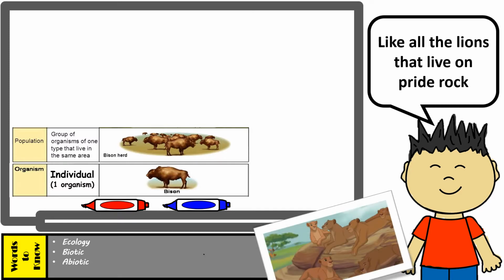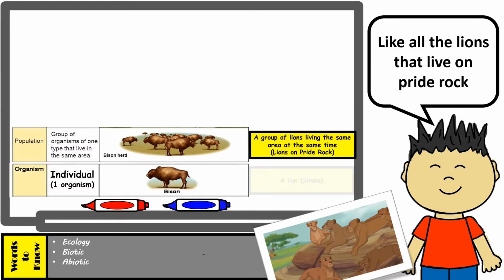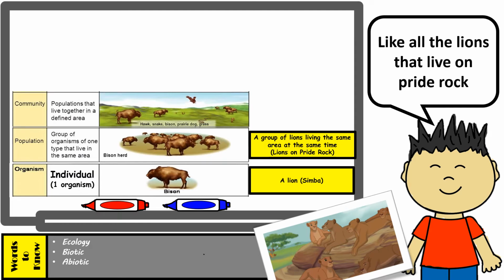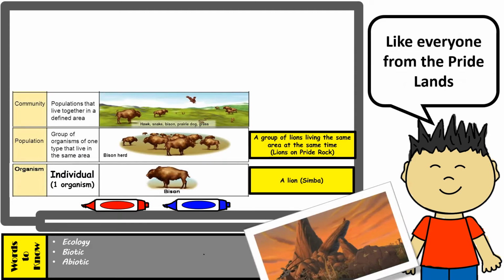Yes, Alex, you're right. All of the lions living in the same area, like Pride Rock from The Lion King, would be a perfect example of a population. Now, the level that follows is called a community, which is made up of all the populations that inhabit that same area at the same time.